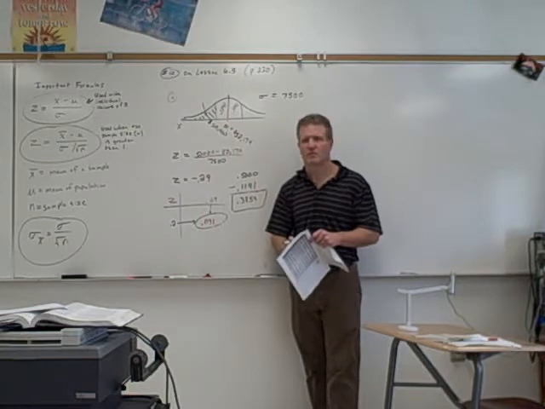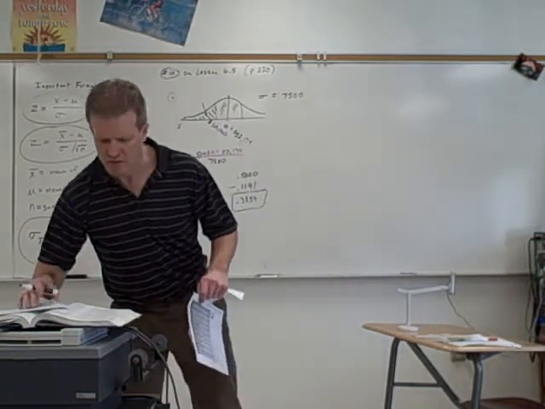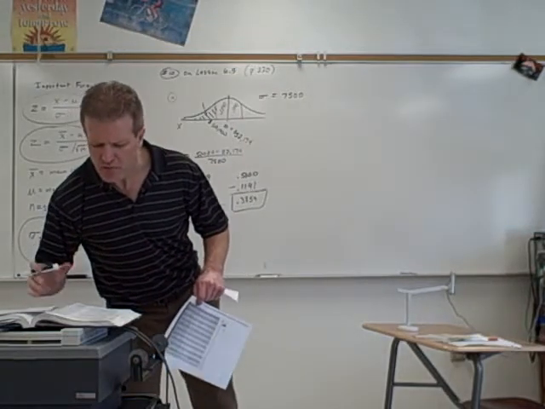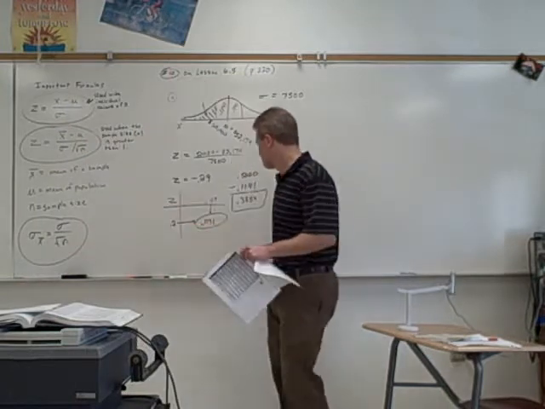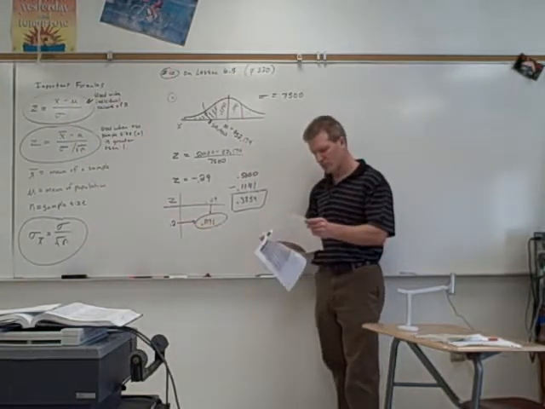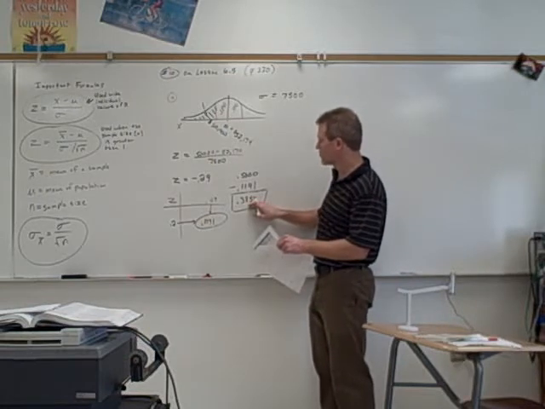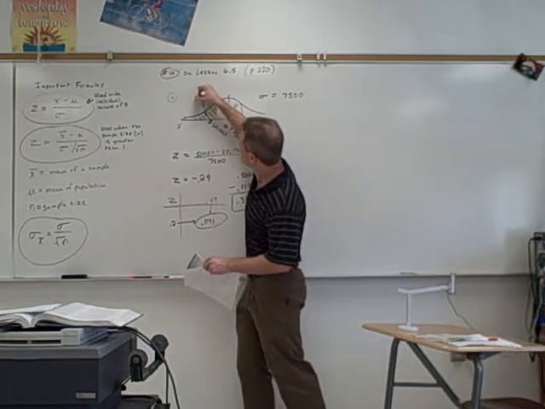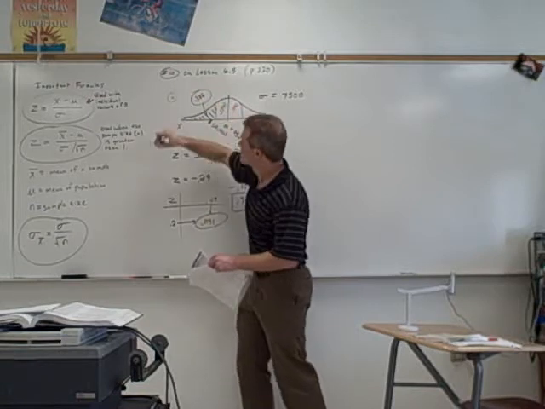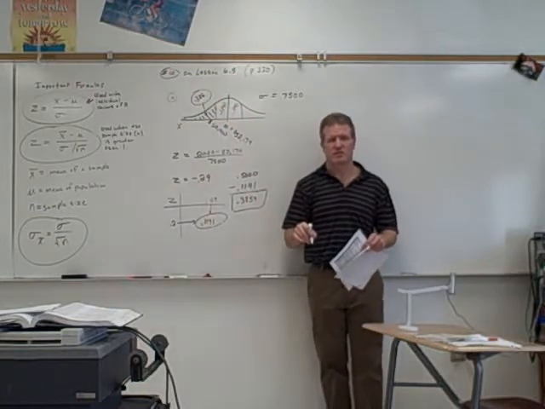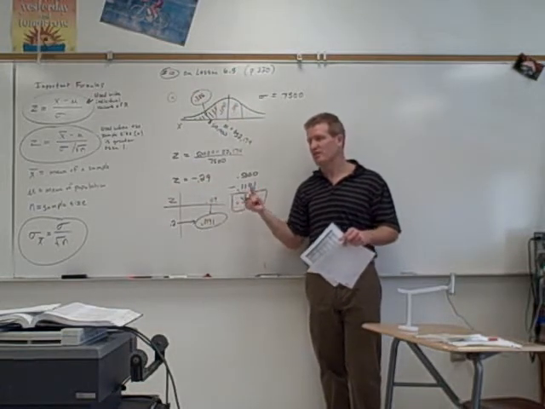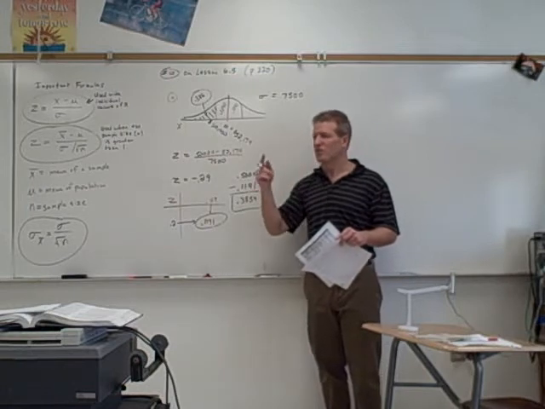Sound right? Let's check the book to make sure. My book says 0.386. So that's probably just, yeah, if you round it, it's 0.386. Any questions on that? So this is from lesson 6.5, but part A is actually review over 6.4.